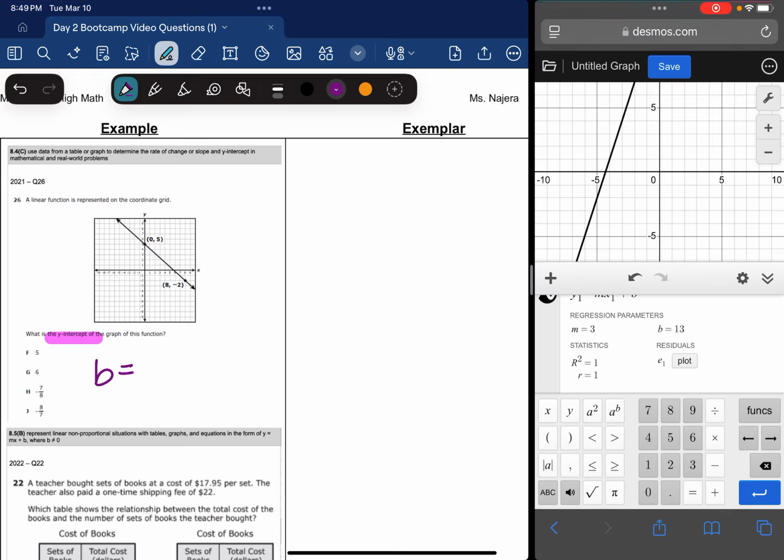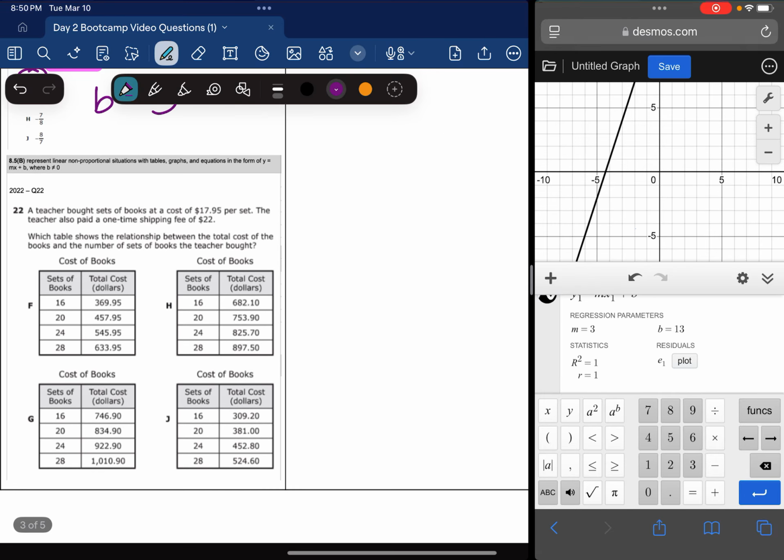However, in this graph, it's very easy to find your y-intercept. We can do that by highlighting our y-axis, which is the one that goes straight up and down. And we're looking for the point where my y-axis and my graph intersect. So where do they touch? And that point would be right here, which is (0, 5). So my y-intercept is 5.